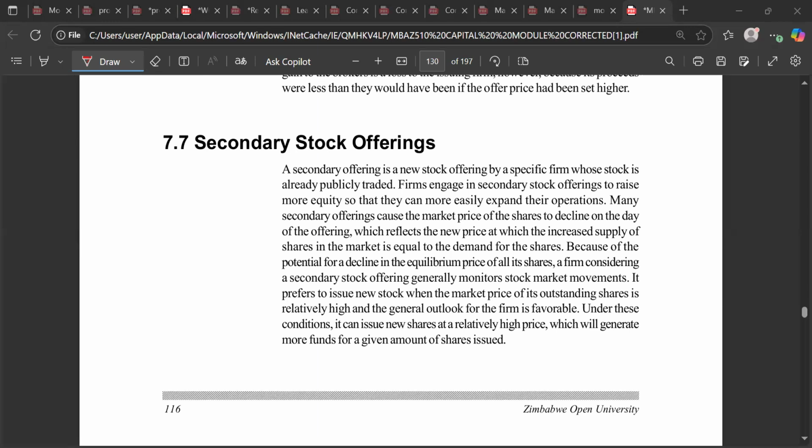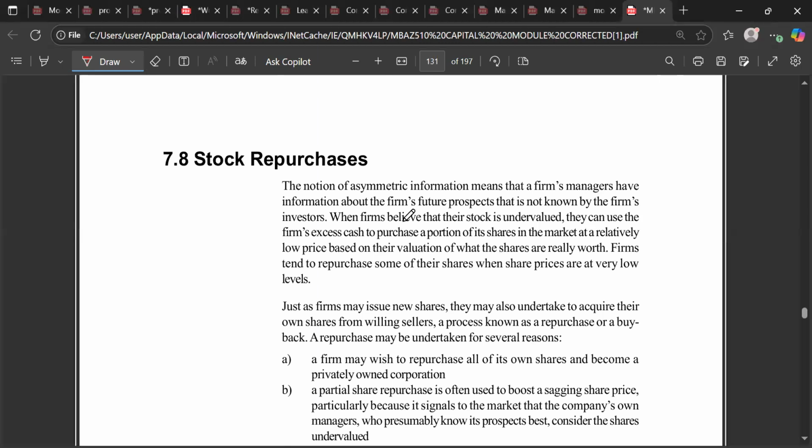Next, you have the stock repurchase. The notion of information asymmetry means that the firm's managers have information about the firm's future prospects that is unknown to the firm's investors. So when firms believe that their stock is undervalued, they can use excess cash to purchase a portion of their shares in the market at a relatively low price, based on their valuation of what the shares are really worth. Firms tend to purchase their own shares when share prices are at very low levels.